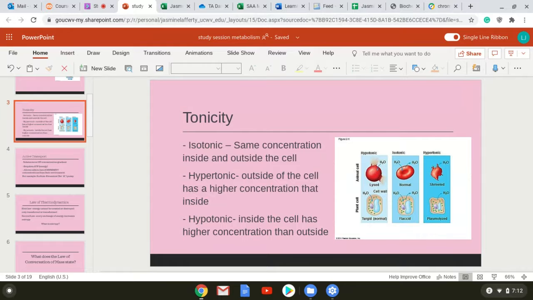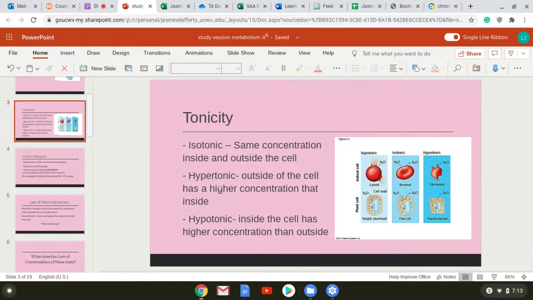All right, so I'll start over. So isotonic is this little animal cell right here, and it has the same concentration inside the cell as outside the cell. So it's happy. Now remember, solutes are still moving in and out because even though it's equilibrium, there's still movement. There still has to be movement. If solutes aren't moving in and out, then the cell is dead. No movement means it's dead.